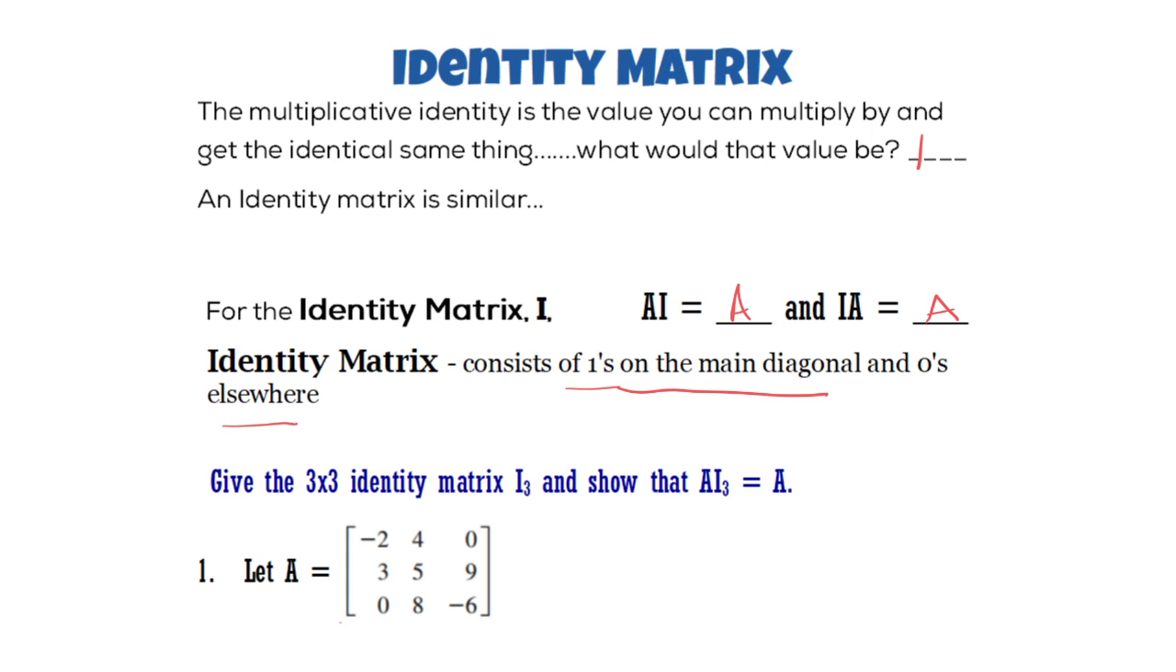Okay, so this is asking us here. There's a little example. Give the 3 by 3 identity matrix, I3 is how we'd label that, and show that when you take matrix A and you multiply it by the identity matrix, that we're going to still end up with the same matrix A. So let's give it a shot. I'm going to multiply it by the identity matrix, and since that's a 3 by 3, I'm going to do a 3 by 3 identity matrix as well. Okay, so there's your identity matrix.